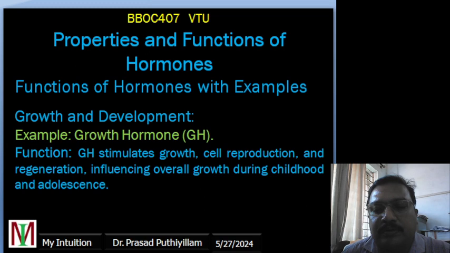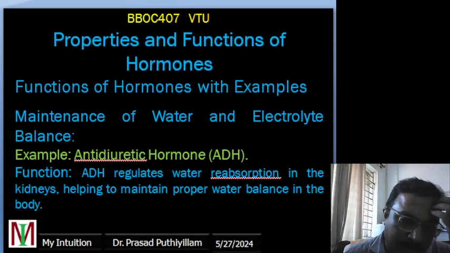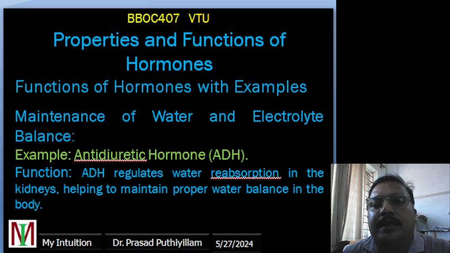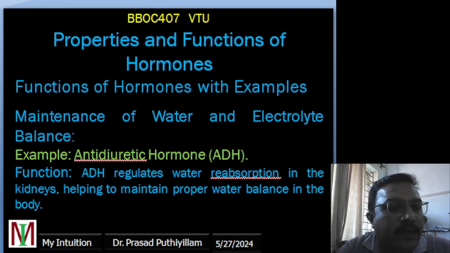Okay, move on to the next topic, that is maintenance of water and electrolyte balance. Antidiuretic hormone, that is ADH. ADH is also known as vasopressin. It is produced by the hypothalamus and released by the posterior pituitary gland. This regulates the water balance in the body by increasing the water reabsorption in the kidneys, thus reducing the urine output and conserving the body water.